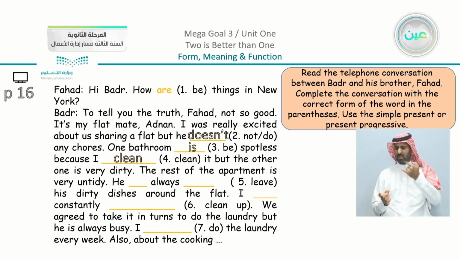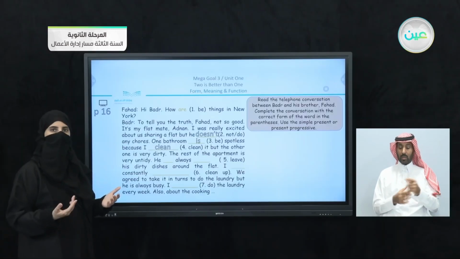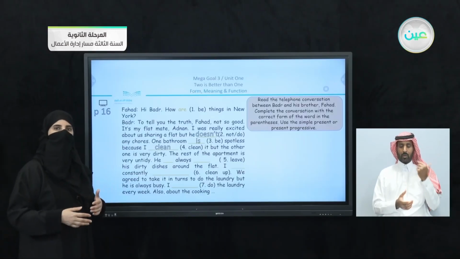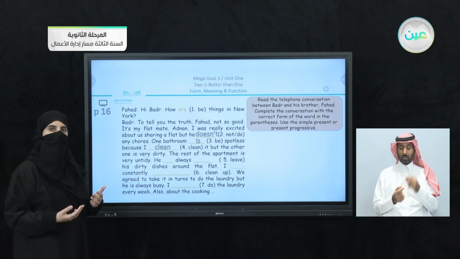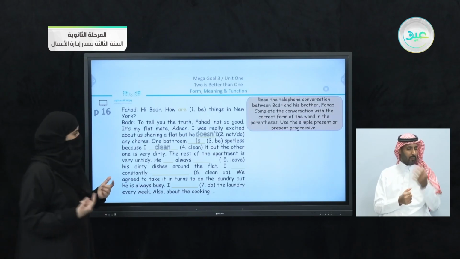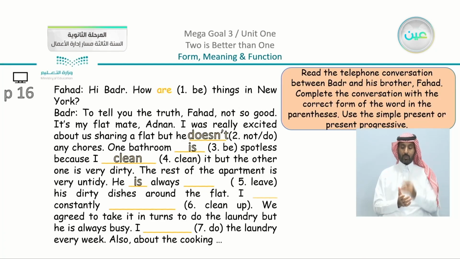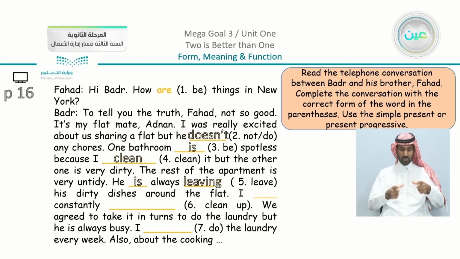The rest of the apartment is very untidy. He blank, always blank. And we have here leave. Now remember, when can we use always? Do you remember when I said that I can use these adverbs with which tense? So we can say he is always. So since we have here is, it's going to be leaving his dirty dishes around the flat.